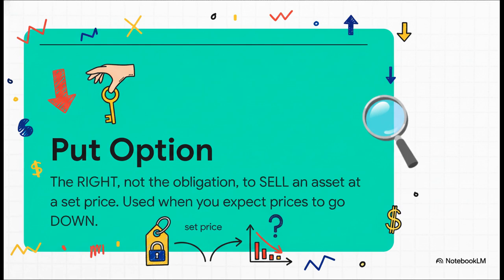This is a lot like buying insurance for your car or your house. If the value of your asset suddenly crashes, your put option lets you sell it at that higher pre-agreed price, which saves you from a huge loss. So you use puts when you're bearish, when you think the price is headed down.